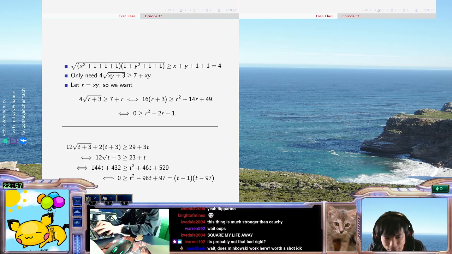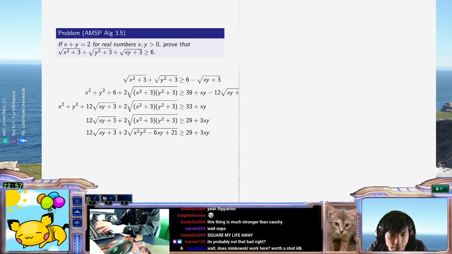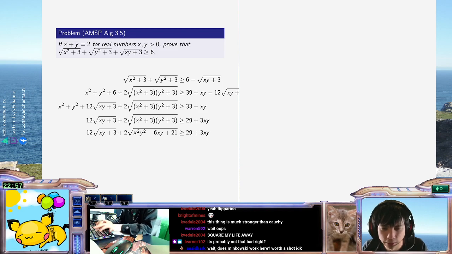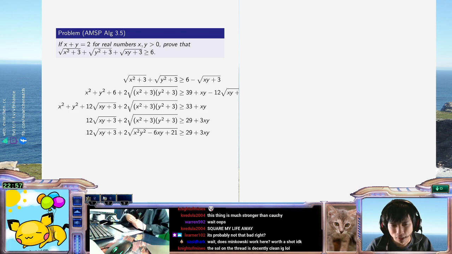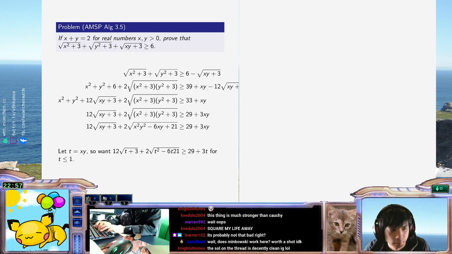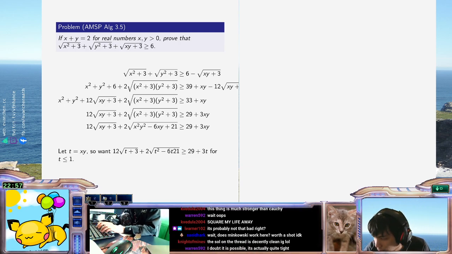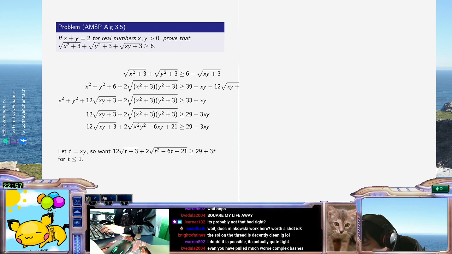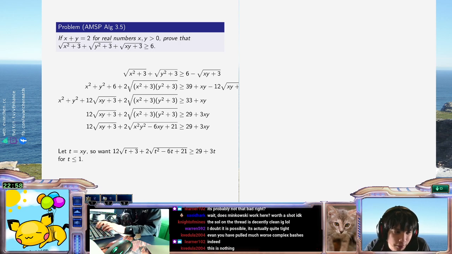Alright, let t equals xy. So we have 12 root t plus 3 plus 2 times the root of t squared minus 60 plus 21, at least 29 plus 3t for t at most 1. Okay, I'll square it, I'll square it. Okay, so squaring both sides.